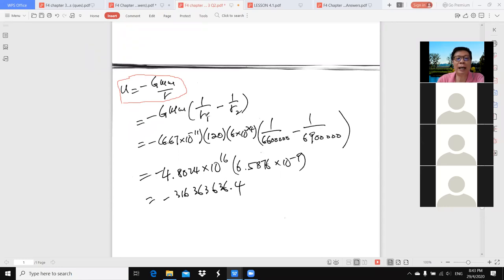Okay, this formula comes from taking the bigger potential energy minus the smaller potential energy, because you want to find the difference. Now take the G value, this is a constant value, you all know already. Mass one is the satellite mass, 120 kilogram. Sorry, this mass is the mass of the Earth, 6 times 10 to the power of 24. Remember, this is the mass of the satellite, this is the mass of the Earth, right?